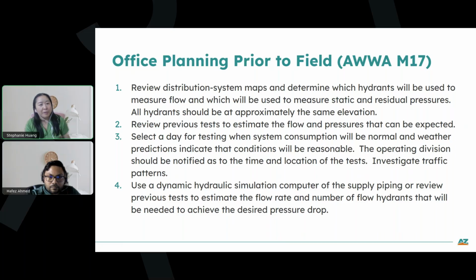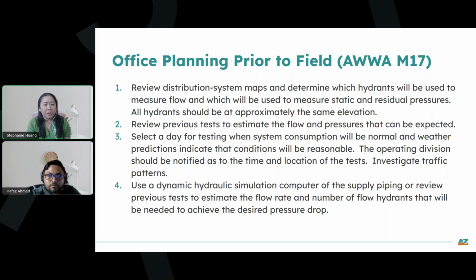So operating division, that's you, right? You're the operator, right? Investigate traffic patterns. I mean, this office planning, you as the operator may be involved with this planning as well. Or you may hire a contractor to do this fire hydrant flow test for you. So you may be involved with many of these steps. And you need to make sure the traffic patterns will be good for this fire hydrant flow test.